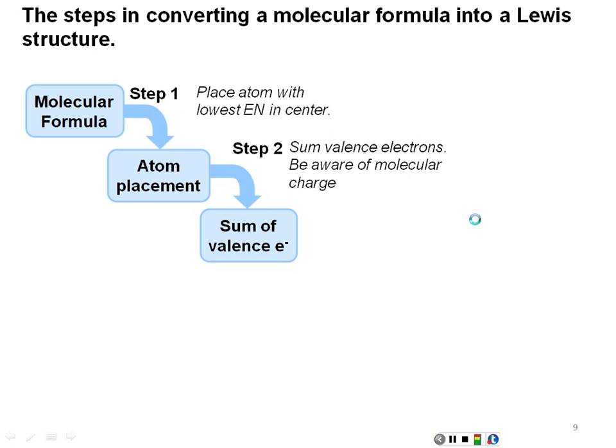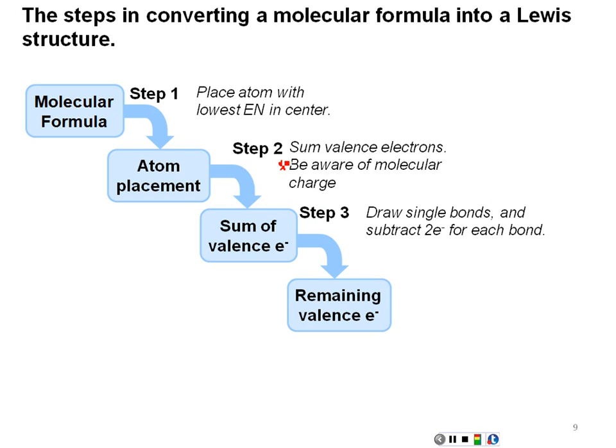It's also important to be aware of the molecular charge. If there's a negative charge, you have to add electrons. If there's a positive charge, you have to take electrons away when you're summing the valence electrons. And we're going to see examples of that later on.